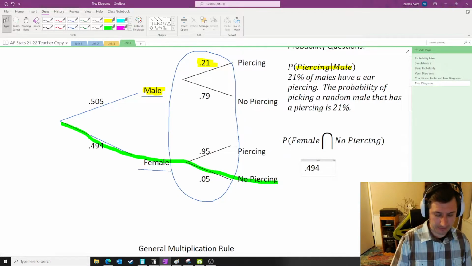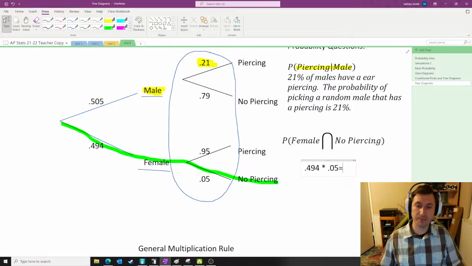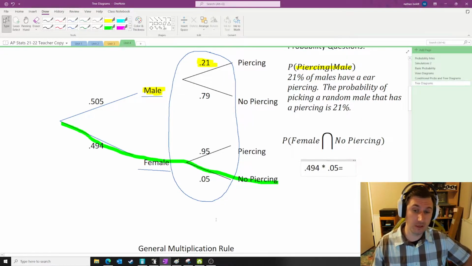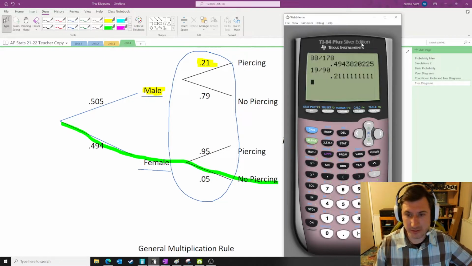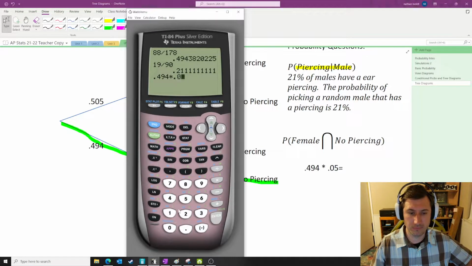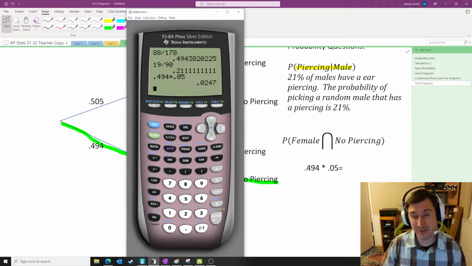0.494 times 0.05 is equal to. So the probability of picking a random person that is both female and has no piercing is 2.5% roughly.